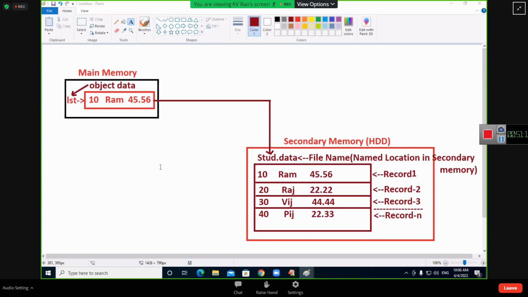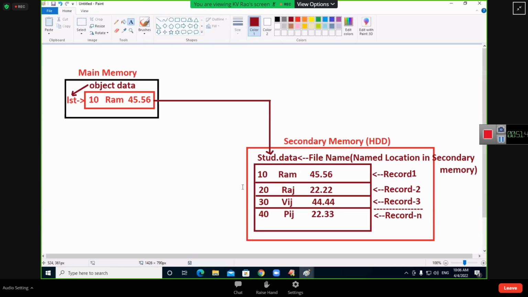What is the file name technically? It is the named location in secondary memory. What is the purpose of files? To store the data permanently. What is the definition of a file? Collection of records. Three things: the definition of a file, what a file name technically is, and the use of a file. Right, coming back to the point.